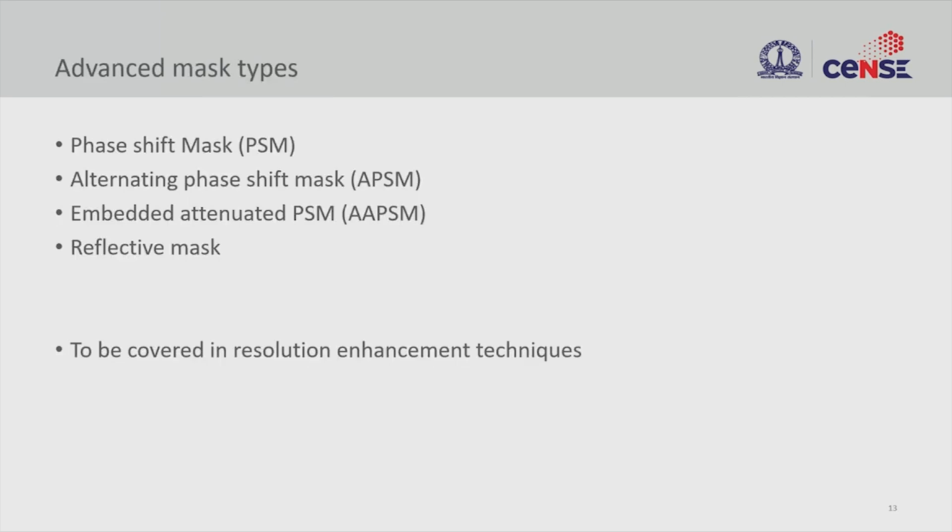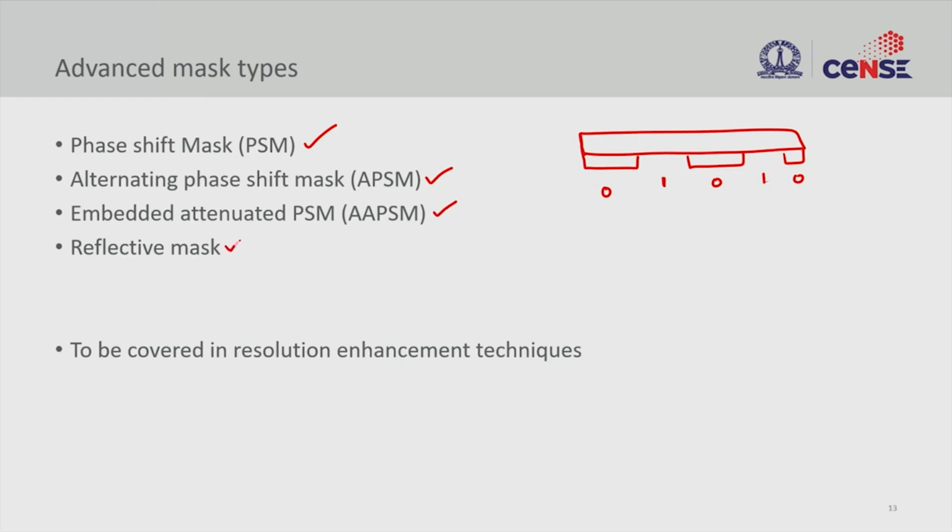So whatever we discussed so far is a very simple mask, what we call a binary mask. Binary meaning transparent and not transparent, so there is complete arrest of transparency or there is transparency. So this is what we call a binary mask, where we use chrome and no chrome. But there are some advanced mask technologies, something called phase shift mask. We don't use chrome to arrest the light propagation. We use phase, and there is alternate phase shift mask, and then there is embedded attenuated alternate phase shift mask. That is again another different type, and there is reflective mask as well.